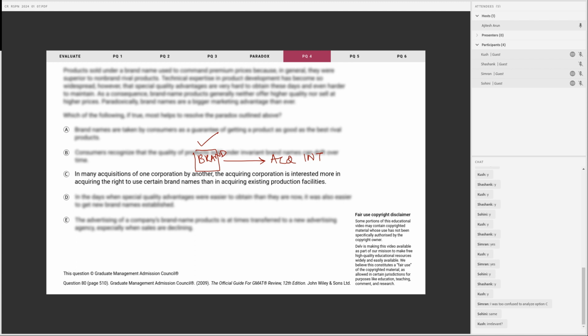But that's the problem. The question is asking us why? Why are brand names a bigger marketing advantage than ever? Not what is the effect of that bigger marketing advantage. So, if the marketing advantage is big, then yes, companies will be interested. But that doesn't help you understand why it's a bigger marketing advantage. It just tells you what's the effect of that marketing advantage. Quick check, is everyone okay with C?